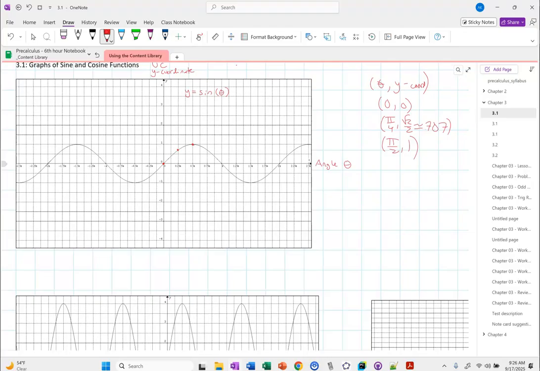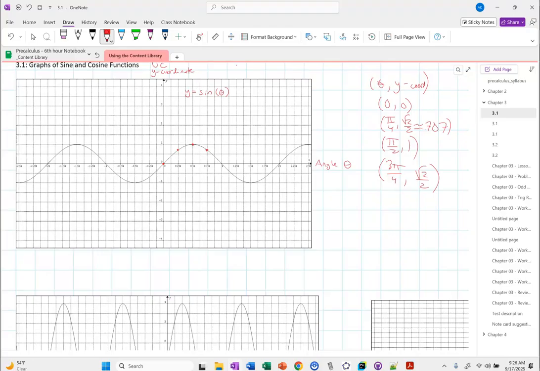Okay, we keep going. The next is 0.7 pi or what angle? 3 pi over 4. What is the value of sine at 3 pi over 4? Root 2 over 2, so another 0.707. You guys get the idea at this point?